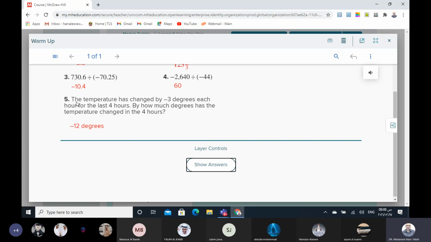Okay, who carried exercise number 5? Mister, me, Abdullah Jabri. Okay, Abdullah. The temperature has changed by minus 3 degrees each hour for the last 4 hours. By how many degrees has the temperature changed in 4 hours? 4 times minus 3 will be minus 12 degrees. Okay.